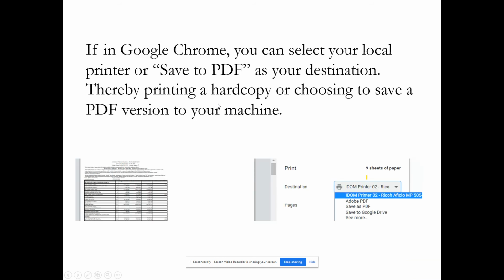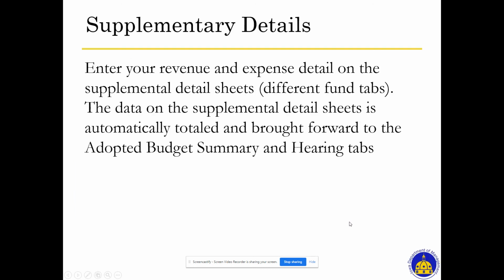In Google Chrome, you can select your local printer. You can also save to PDF as your destination. That way you get a hard copy that you can send to your newspaper, or however you deliver that. You can save a PDF version to your machine, etc.